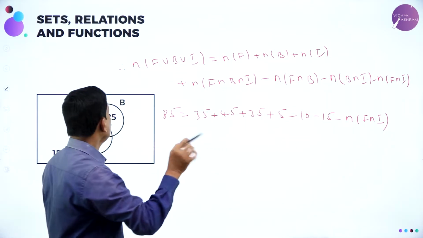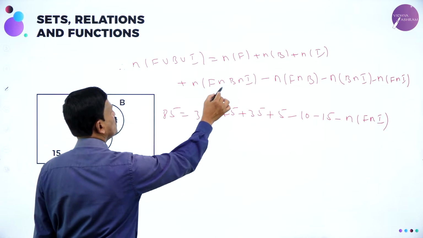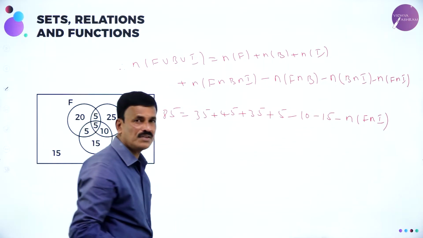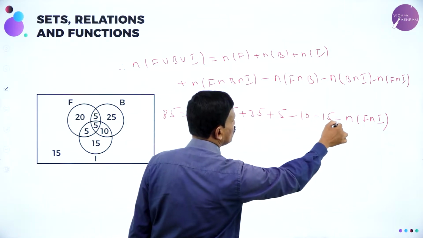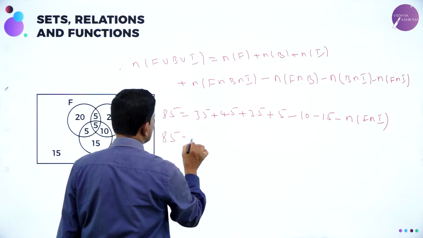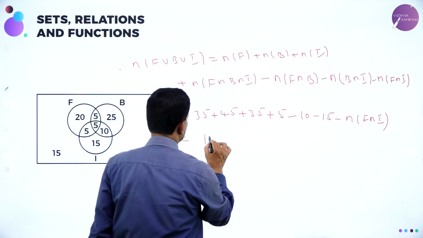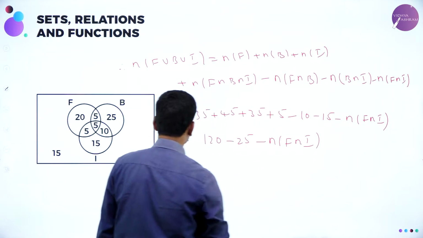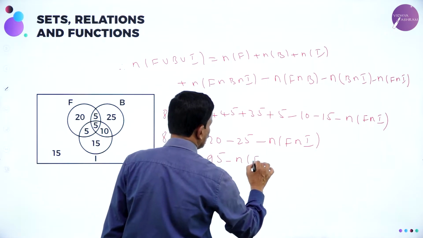See, very simple. We know that n of F union B union I is equal to n of F plus n of B plus n of I plus n of F intersection B intersection I minus n of F intersection B minus n of B intersection I minus n of F intersection I. Substitute these values: 85 is equal to 35 plus 45 plus 35 plus 5 minus 10 minus 15 minus n of F intersection I. So 45 plus 35 is 80, 80 plus 40 is 120, 120 minus 25 is 95. So 85 is equal to 95 minus n of F intersection I.